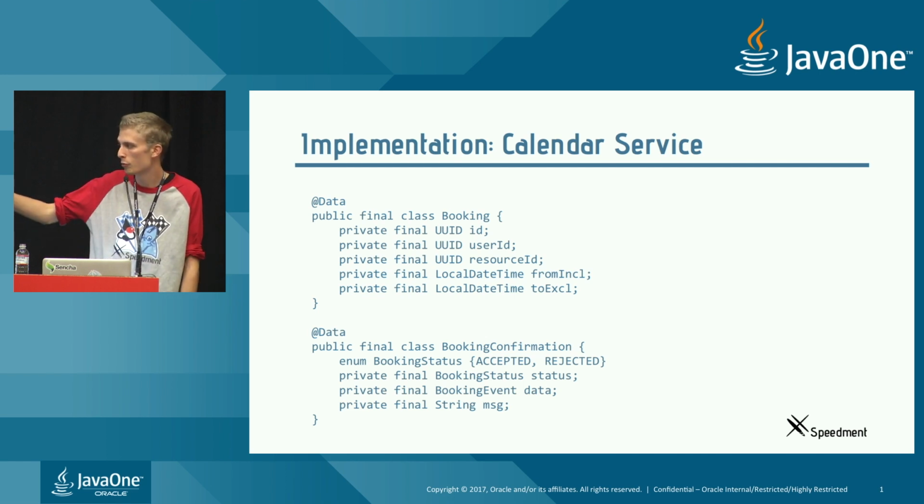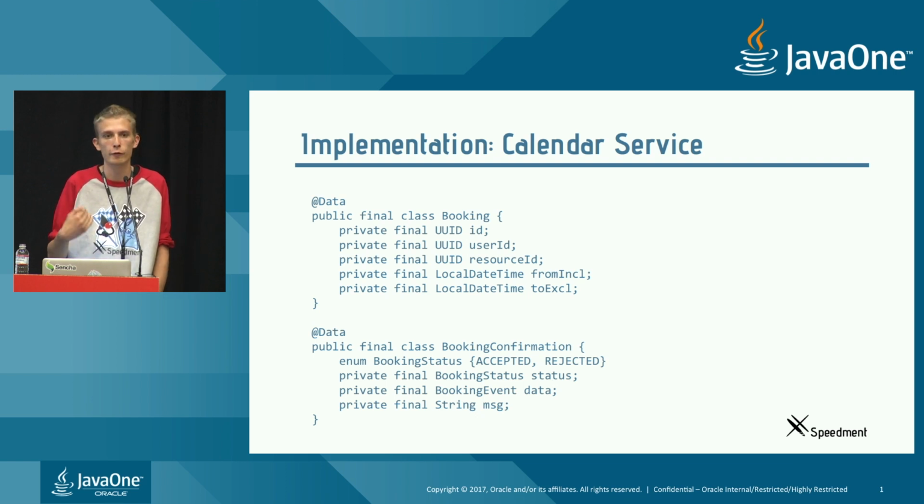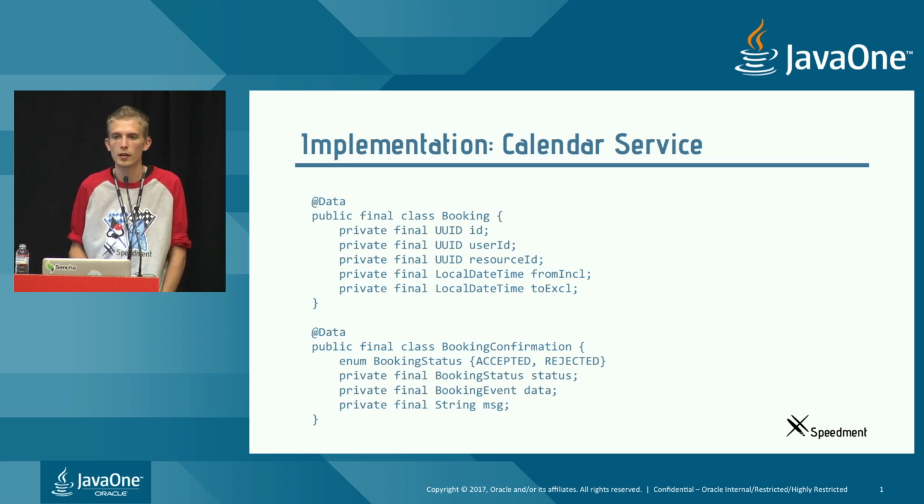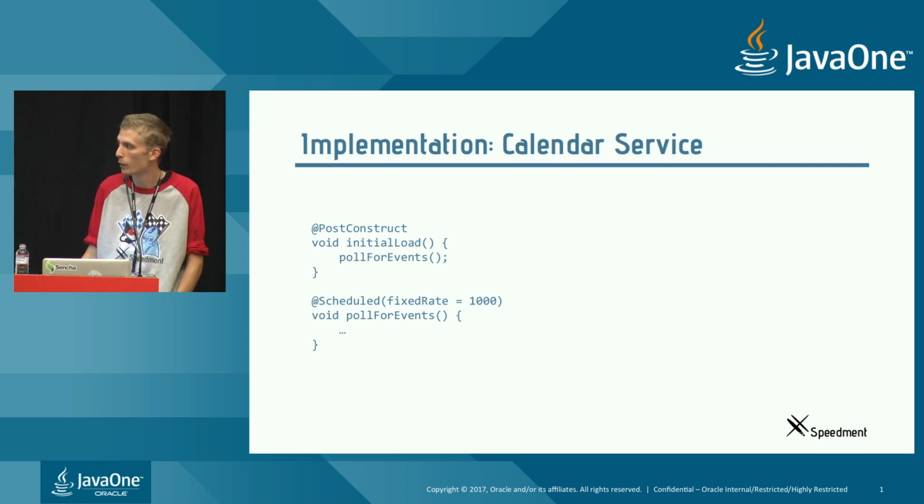I also added a string message at the bottom, just to allow the server to add information to the user, like the request was denied because somebody else had booked this resource. Also to make it easier to develop a front end that's showing relevant information. And then I added the post construct to be able to load from the database when the service starts, before it's going online. And I'm scheduling a poll every second.